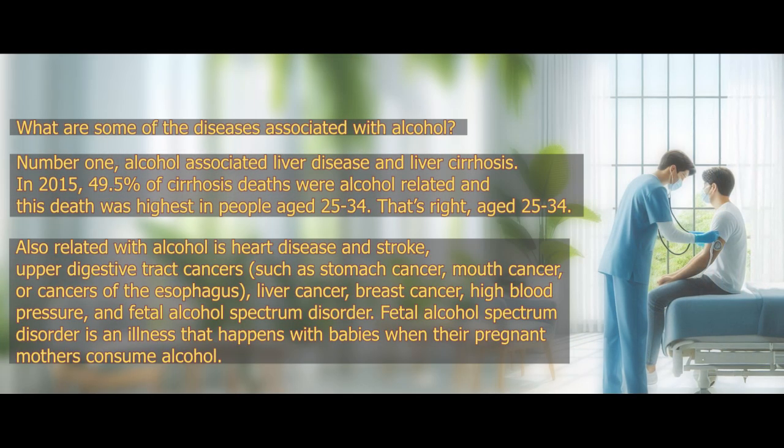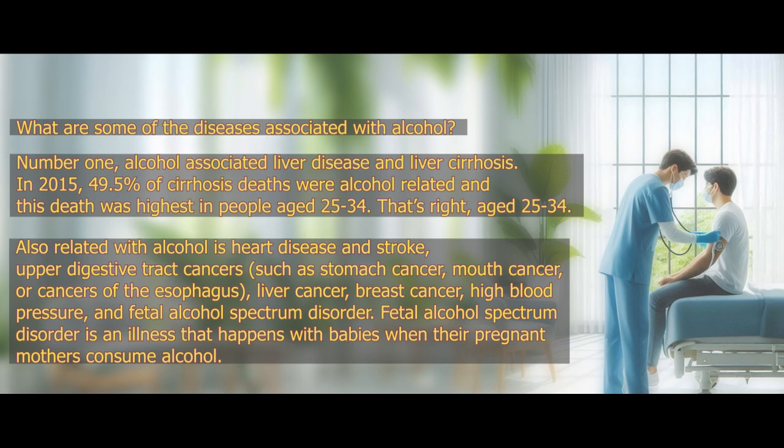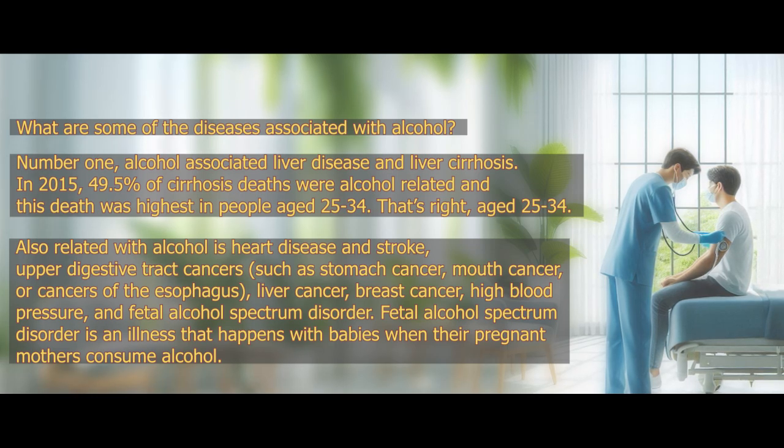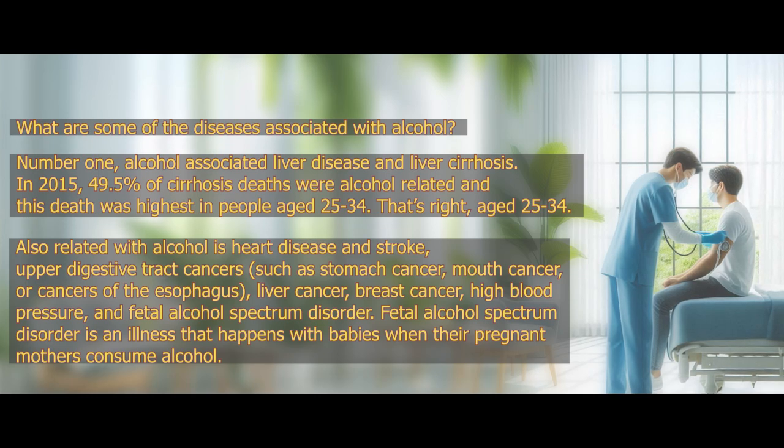What are some of the diseases associated with alcohol? Number 1, alcohol-associated liver disease and liver cirrhosis. In 2015, 49.5% of cirrhosis deaths were alcohol-related, and this death was highest in people aged 25 to 34. That's right, age 25 to 34.